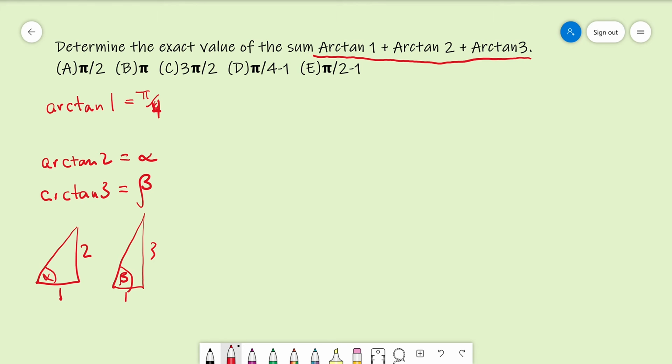Well, we're looking for alpha plus beta, right? That's what we're interested in, because that'll complete our sum. So we want to know what is alpha plus beta? Well, let's see. If we take the tangent of alpha plus beta, what do we get?